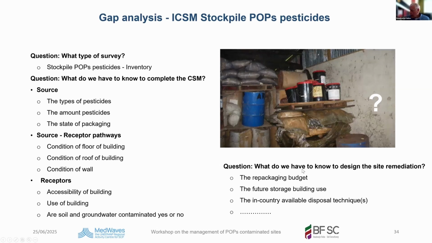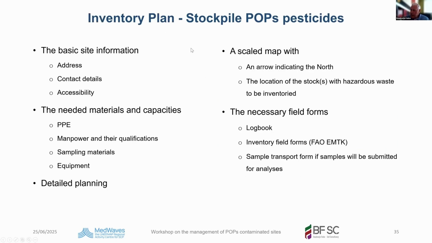Then the question: what do we have to know to design the site remediation? The repackaging budget. Here, already now, you have to know what is the budget available for the repackaging, future storage building use, and in-country available disposal techniques. Here also, you already look forward and collect as much information as possible for the remediation. In this inventory plan of stockpiles, you also have your basic information, address, contact details, accessibility of the area.